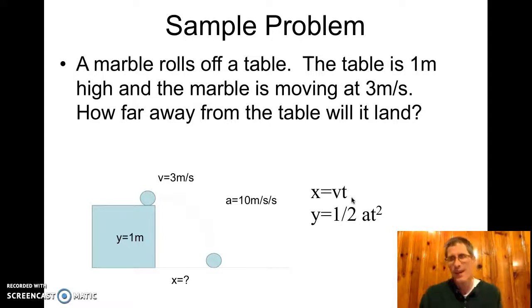No. Some of you might have already seen that we can solve for time using the second equation right here. We know what y is, it's 1 meter. We know what the acceleration is, it's 10. We can solve for t, and once we solve for t, we can plug it into the first equation and get our answer.